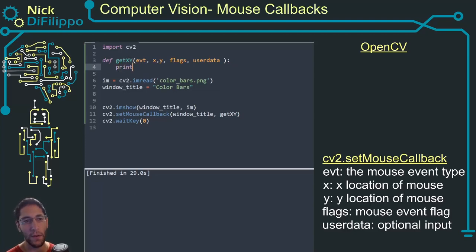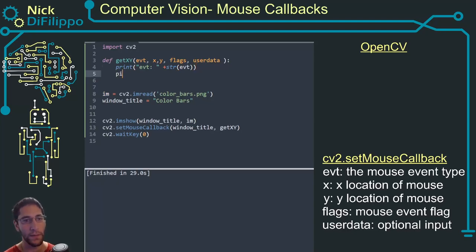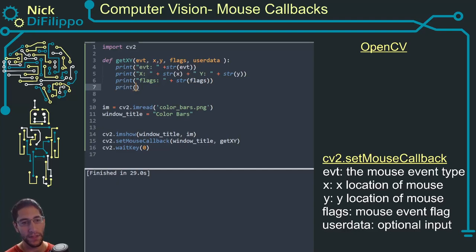Let's first just print out all of these different variables. We'll give it a little bit more description. I'll say my event is, I need to convert it to a string. Then we can say my X is the X and my Y is the Y. Then I can print out what my flags are. And I'll print out what this user data is too.